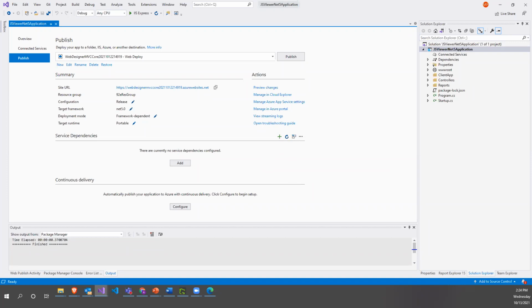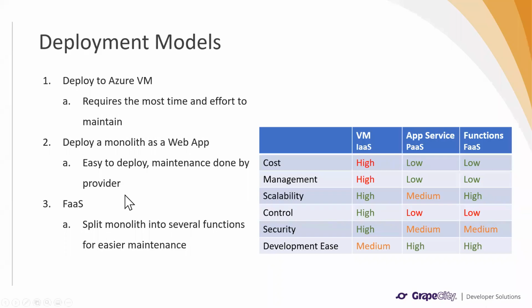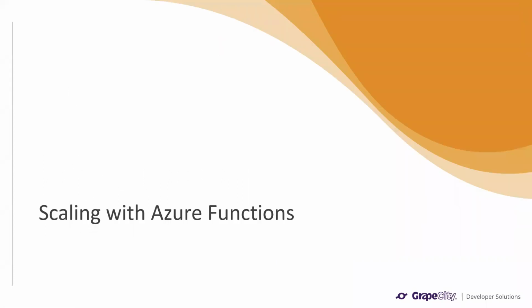All right. So this has been simple enough, right? If we continue on, what can we do from here? Say you have this monolith application, but you need it to be more dynamic. You need it to be scaled up a little bit more. So how can you do that? And you can do that with Azure Functions, right?